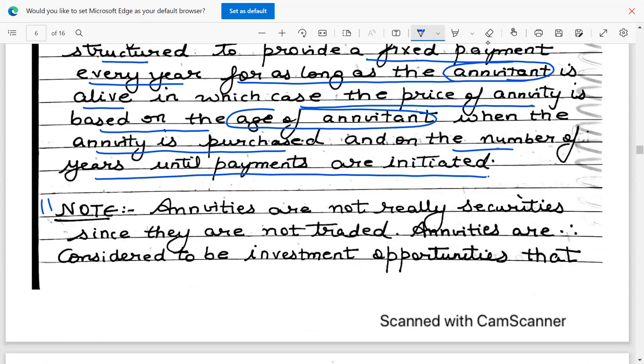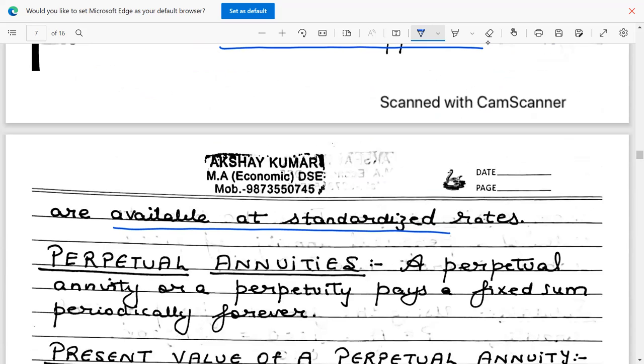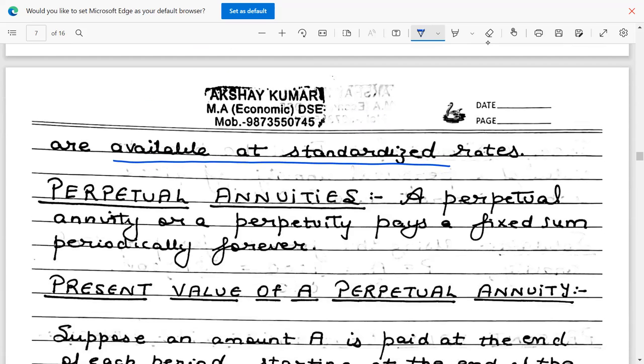Okay, a note for all of us to understand, annuities are not really securities since they are not traded. Remember, when we talk about securities, they are traded in the market. There is a market for securities. There is no market we have for annuities. Annuities are considered to be, on the other hand, investment opportunities that are available at standardized rates. So people invest in annuities which guarantee you fixed returns periodically. So annuity is not a security which is traded in the market. On the other hand, it's an investment opportunity. Okay, so hoping students have understood this.